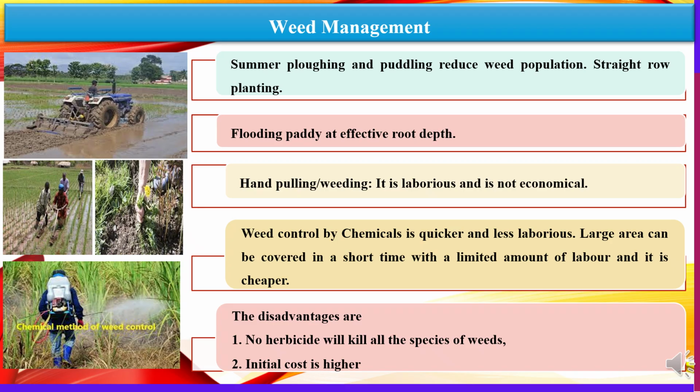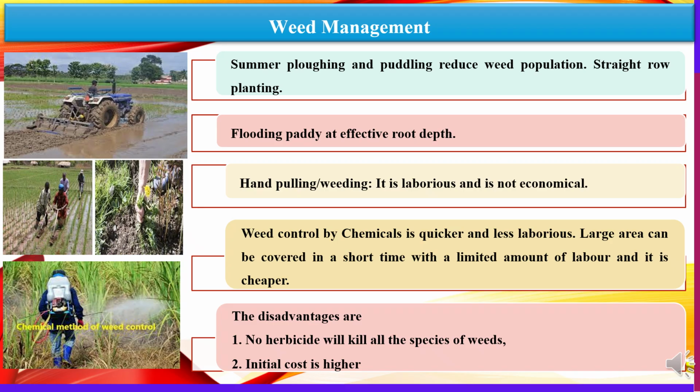Straight row planting. Planting paddy in straight rows facilitates easier identification and removal of weeds through mechanical or manual methods. It also improves the efficiency of herbicide application. Flooding at effective root depth. Maintaining water levels at the effective root depth creates unfavorable conditions for most upland weeds. Continuous or intermittent flooding reduces germination of many weed species.